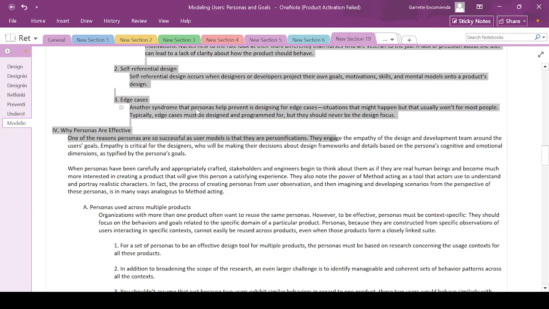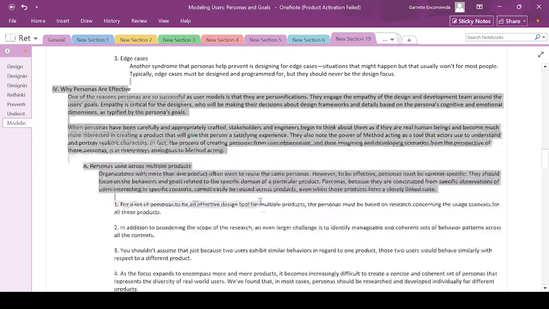Self-referential design. Self-referential design occurs when designers or developers project their own goals, motivations, skills, and mental models onto a product's design. Edge cases. Another syndrome that personas help prevent is designing for edge cases. Situations that might happen but that usually won't for most people. Typically, edge cases must be designed and programmed for, but they should never be the design focus.